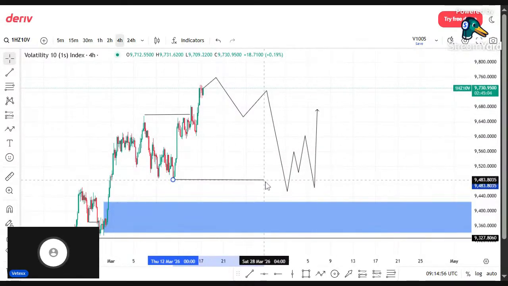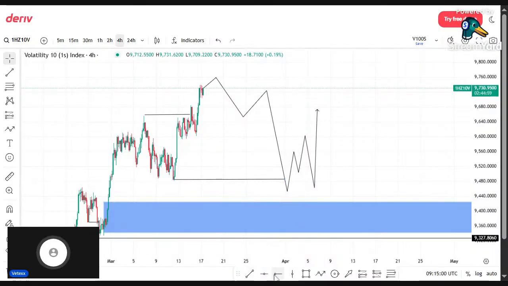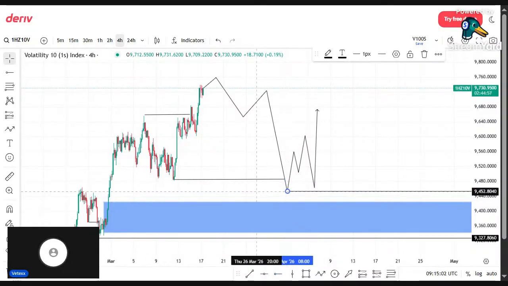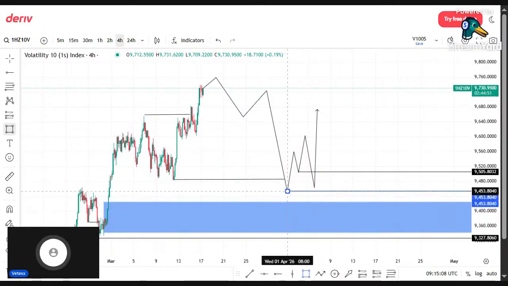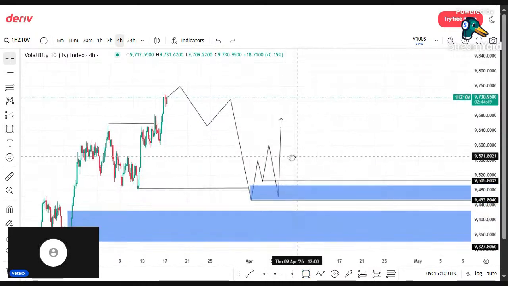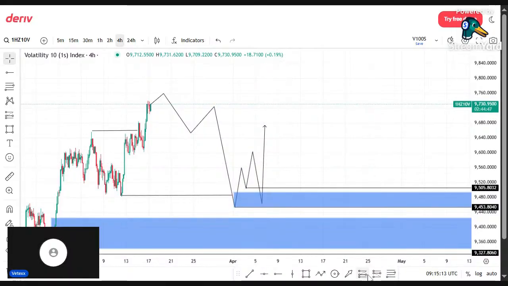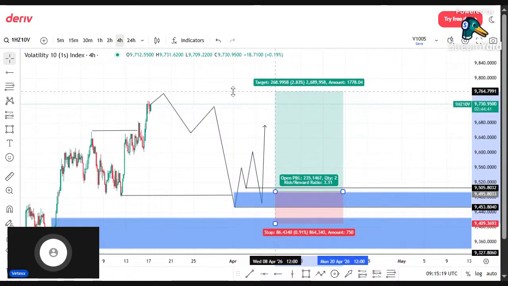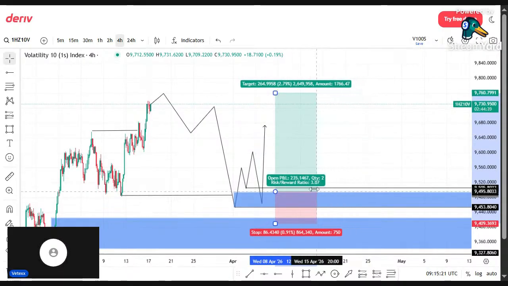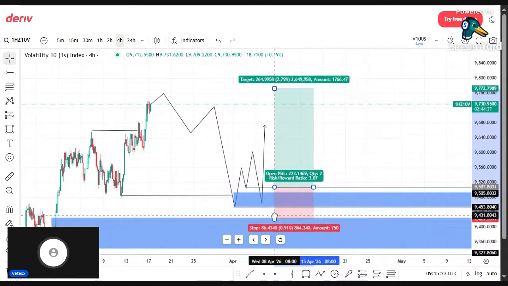So this will become our new sweep. It will become our new protected low, and this will become our new structural liquidity, and this will become our point of interest. So once price comes into this zone and gives you the confirmation entry you normally use, then this is going to be your first target, and this is going to be your overall target.